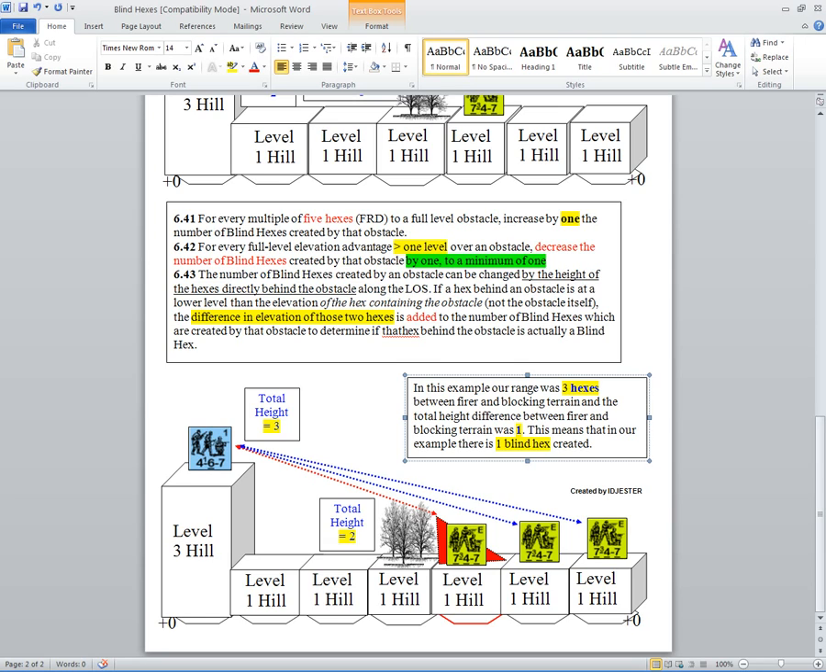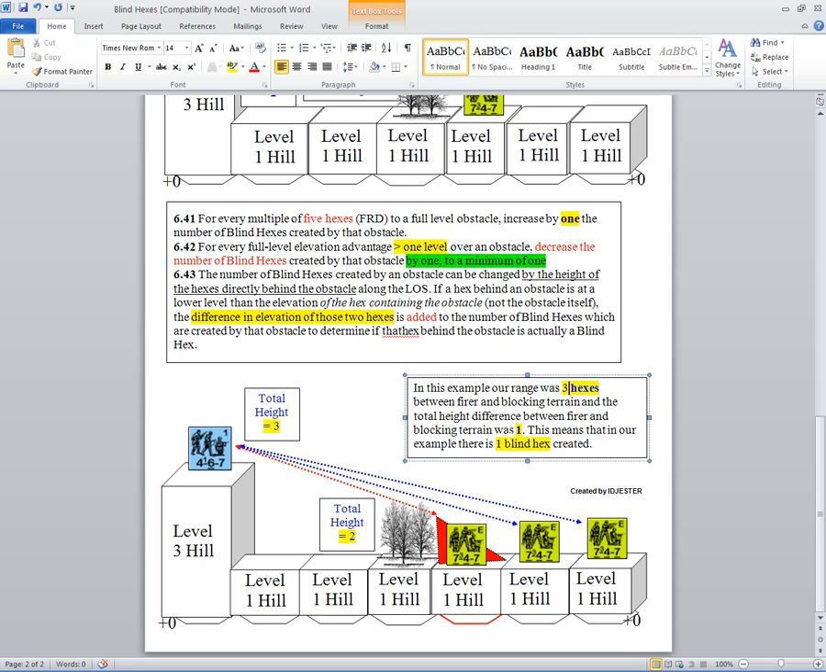There are multiple different rules when we're talking about how many hexes are created for blind hexes. Section 6.41, for every multiple of 5 hexes to a full level obstacle, you're going to increase the number of blind hexes created by that obstacle by 1. So for example, if our unit here was another 5 hexes way over here, you could see that our line of sight is going to elongate. It's going to elongate it, and it's going to create a longer blind hex.